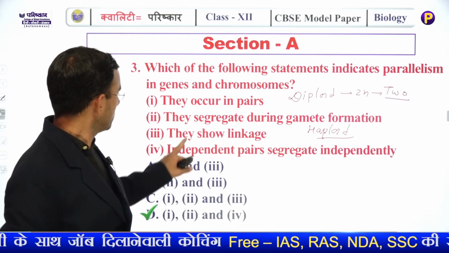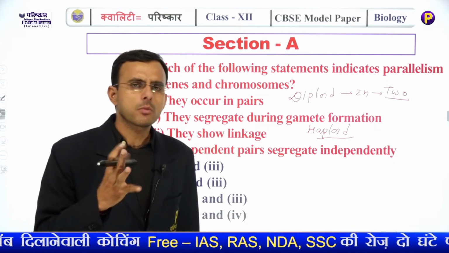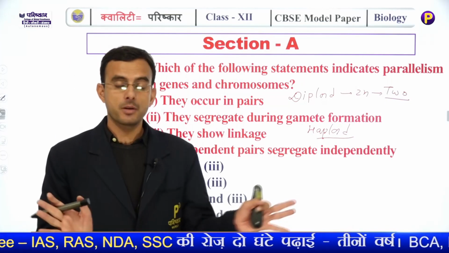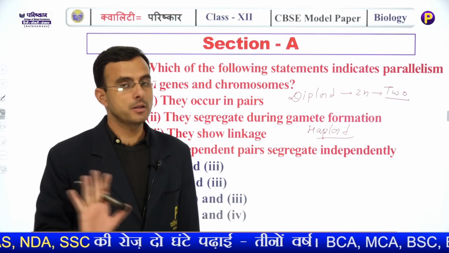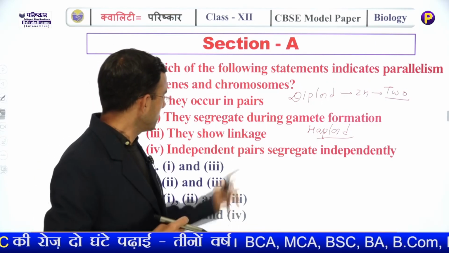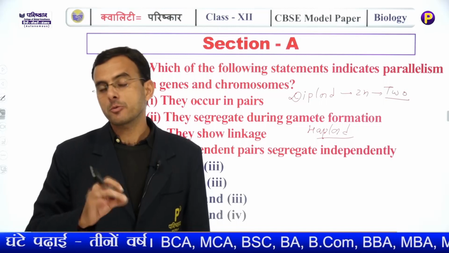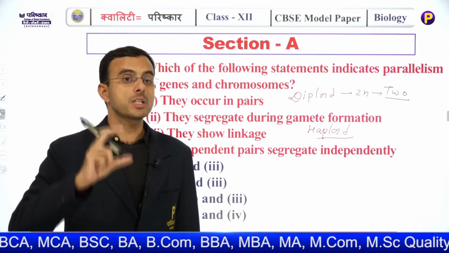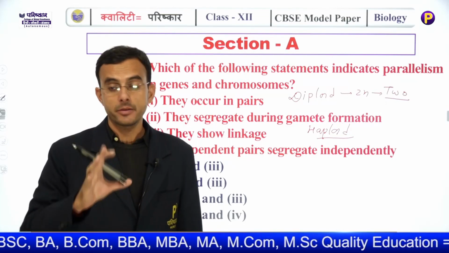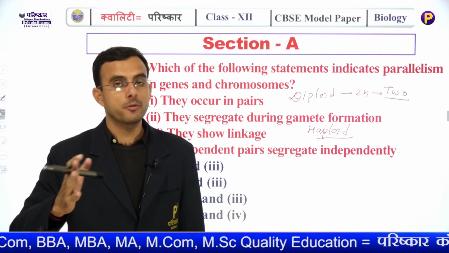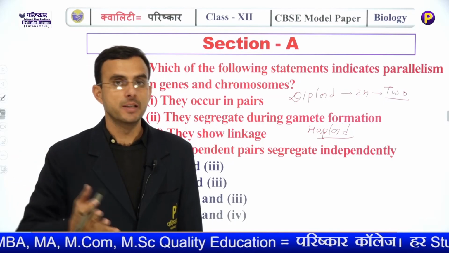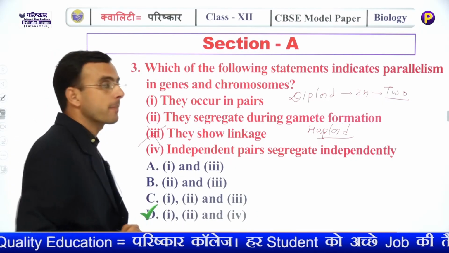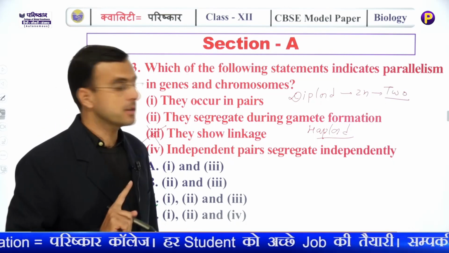Now the next one, they show linkage. Chromosomes never show linkage. Chromosomes are segregated into different gametes, but linkage is shown by the genes, because those genes which are located on the same chromosome try to transmit from one generation to the next together. So this character is not found in the chromosome, it is found in the gene.